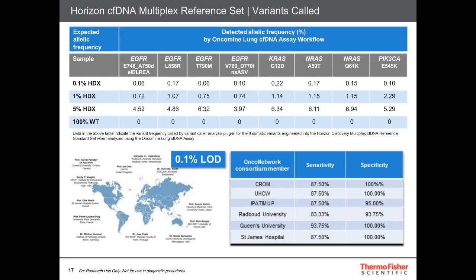And again, another slide from Thermo Fisher. This was data from an OncoNetwork consortium where they used this assay and assessed the limit of detection using a very helpful cell-free DNA reference set, the Horizon cfDNA multiplex reference set. This reference set includes the eight variants that are shown across the top in gray, and in the study it was diluted to the amounts shown on the left, 0.1, 1, and 5%, as well as assessing 100% wild-type control. So you can see that the cfDNA lung assay performed very well to detect these eight variants at the levels that approximate what was expected based on dilution of the reference set put into the assay.